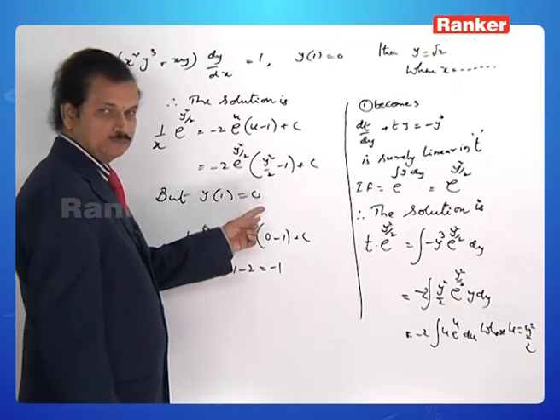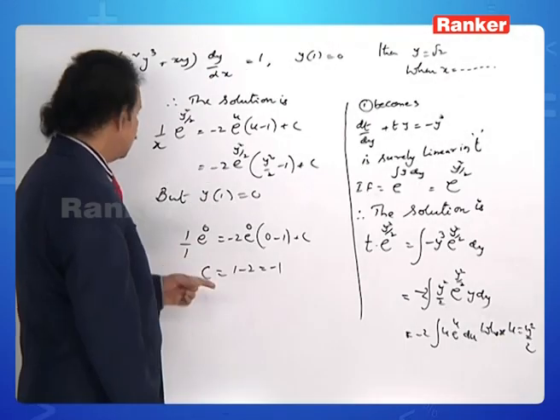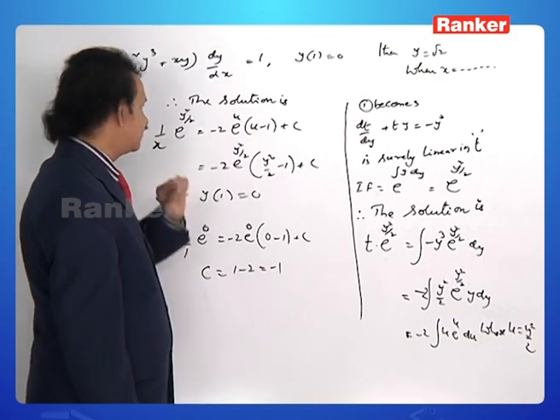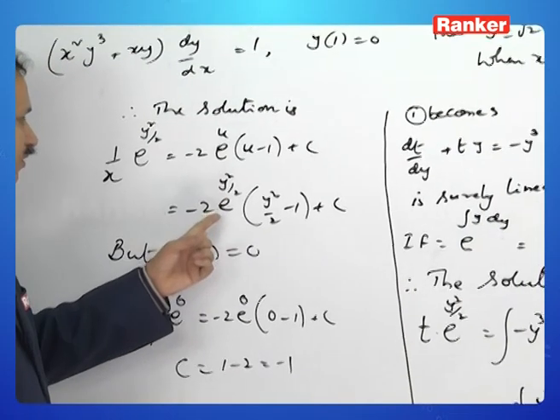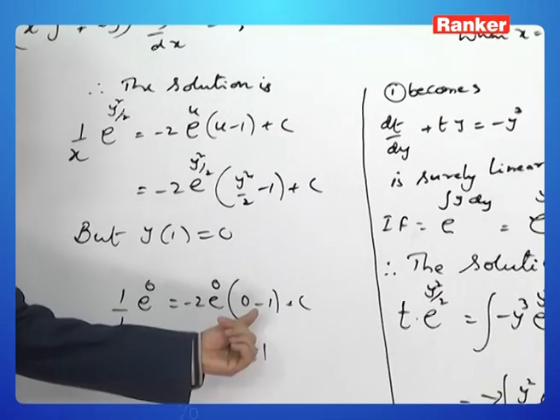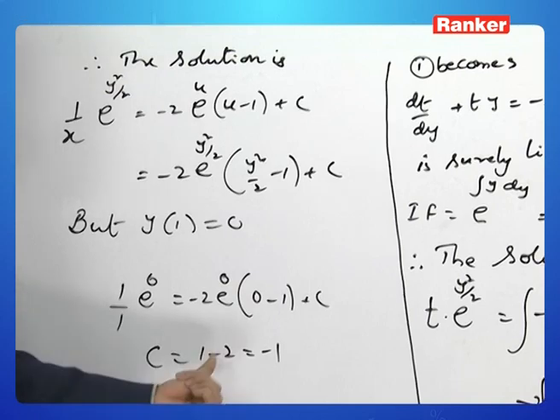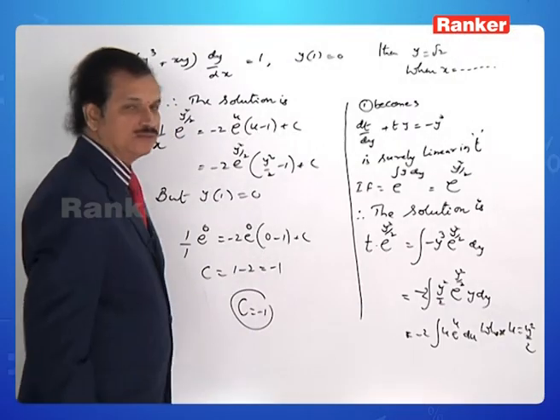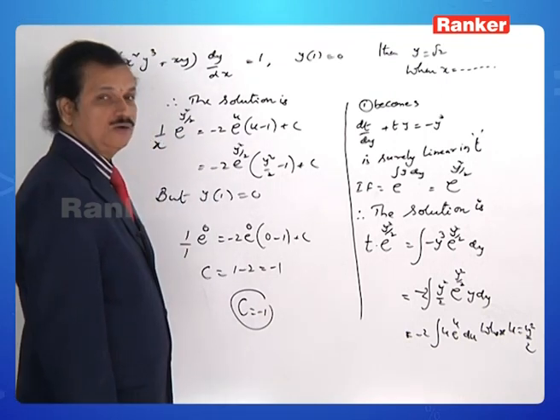Y at 1 is 0. If you take x equal to 1, then y is 0. Substitute here, the point 1, 0, in this curve. 1 by 1 into e power 0 is equal to minus 2 into e power 0 into 0 by 2 minus 1 plus c. Minus 1 into minus 2 is 2. c plus 2 is 1. So c is 1 minus 2, that is minus 1. c is equal to minus 1. We are happy. We are able to get c. And still there is one more thing.